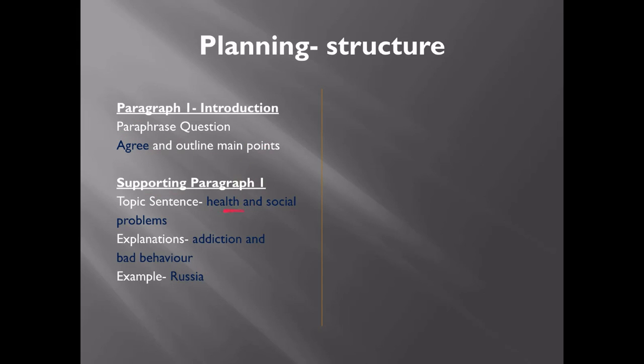Supporting paragraph 1, health and social problems. I might narrow that down when I start writing my essay a little bit more, but this is just a plan, so put in whatever you want into your plan. Explanations, addiction and bad behavior, and the example I'm going to use: there's a country that I know has banned some alcohol advertising, which was Russia, so I'm going to use that as an example.